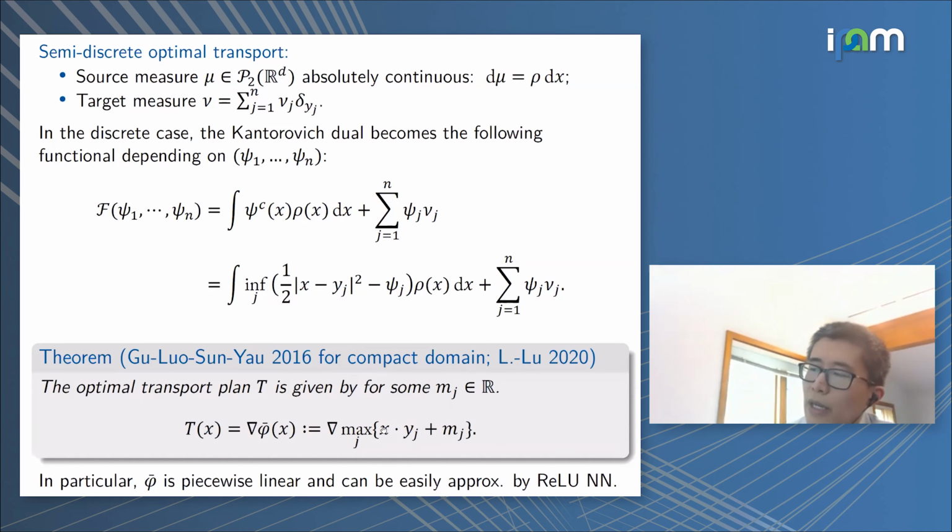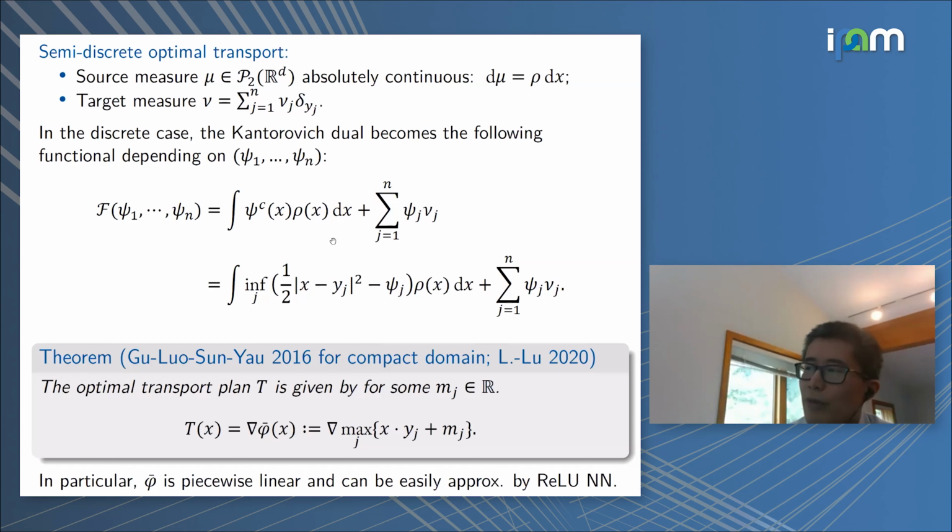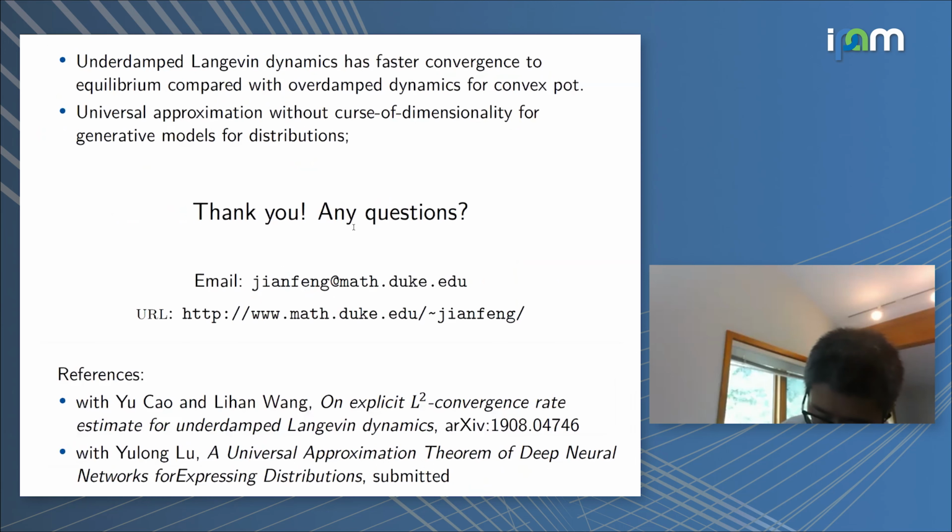Because this is just a piecewise linear function, you can easily approximate it by ReLU. ReLU is a piecewise linear function, and you can easily construct a neural network to approximate it, to actually parameterize this. This is the idea of the proof. First, we approximate the target distribution by its empirical distribution, and then we use semi-discrete transport to show that you can transport the source measure, which is Gaussian for example, to the Dirac masses. I think my time is up.